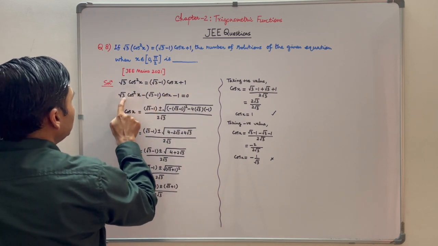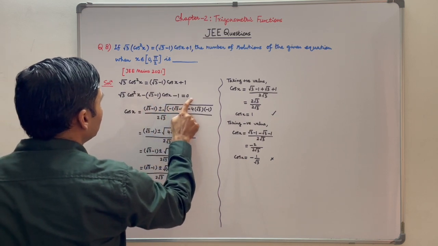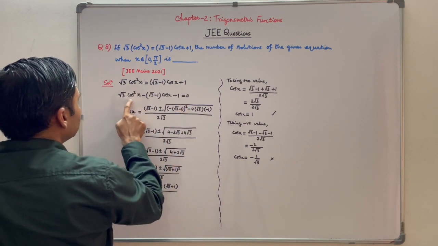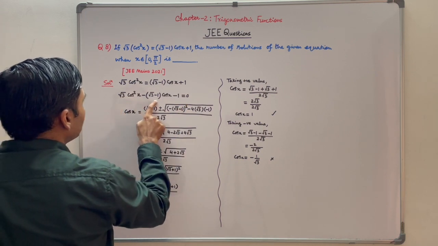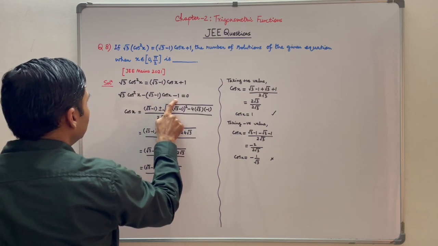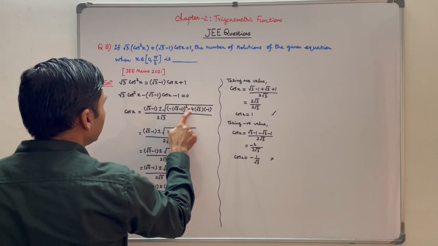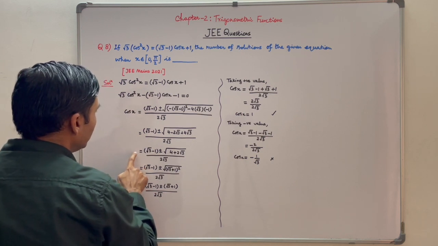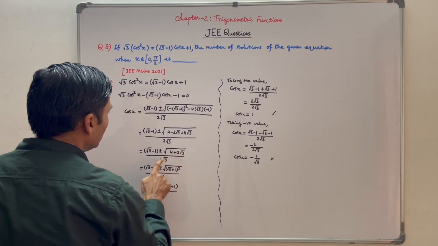So it will be root 3 cos square x minus root 3 minus 1 times cos x minus 1 is equal to 0. This is a quadratic equation in cos x. Compare with ax square plus bx plus c is equal to 0. So a is equal to root 3, b is equal to minus times root 3 minus 1 and c is equal to minus 1. So cos x is equal to minus b plus minus under root b square minus 4ac upon 2a. So in third step, it comes out to be root 3 minus 1 plus minus under root 4 plus 2 root 3 upon 2 root 3.